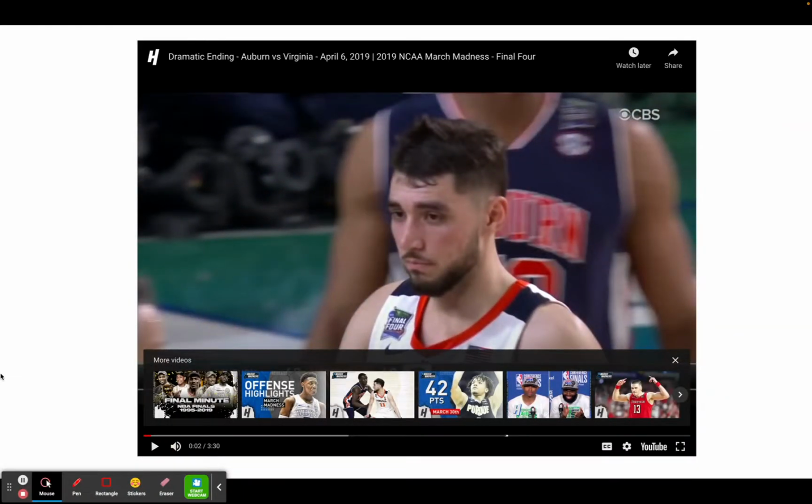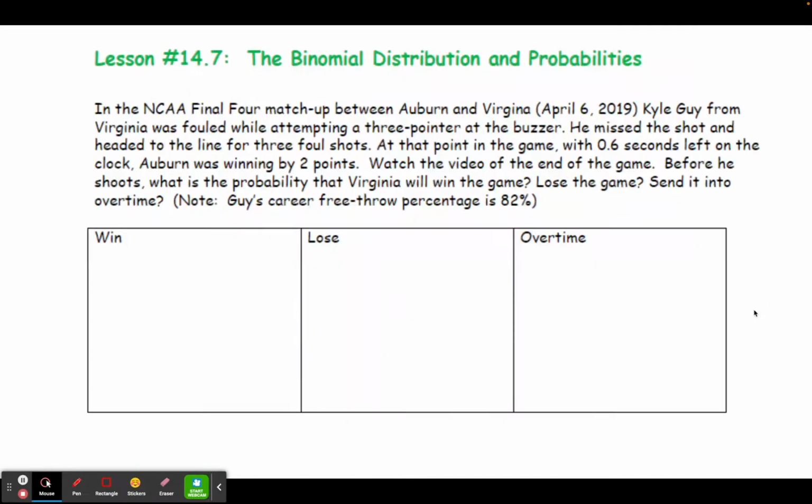Now, notice at that point in the game, it looked like the clock had run out, but the referees end up putting 6/10 of a second back on the clock in order to give the player time to shoot his free throws. So remember, they're down by 2 points, right? And he gets 3 free throw attempts.